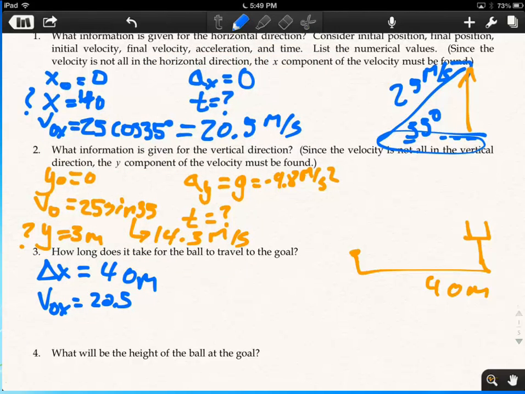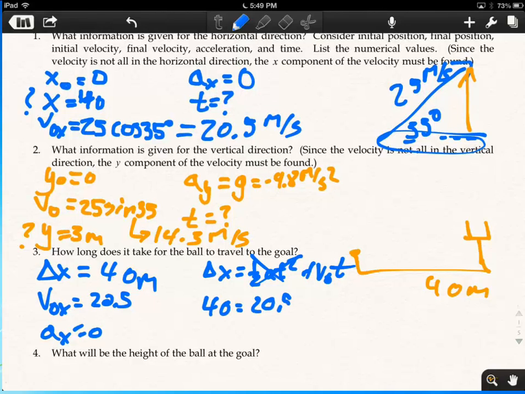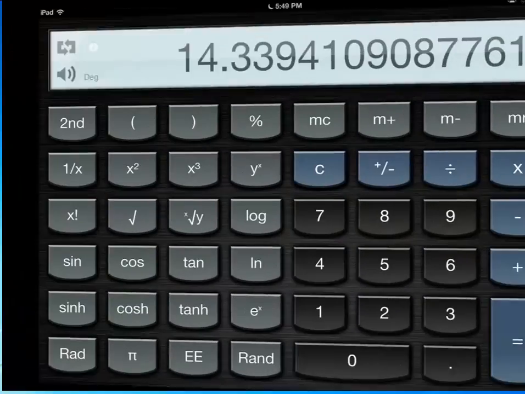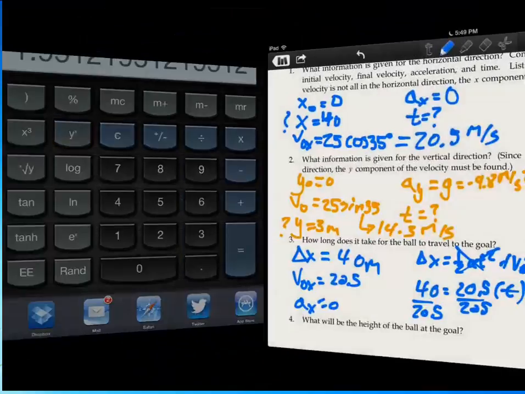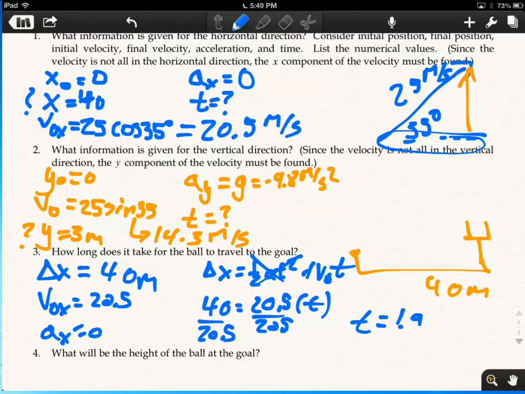Acceleration in x is 0, time I don't know but I want to know. So the second equation is change in position equals 1/2 at squared plus v naught t. When the acceleration is 0, I can just say 40 meters equals 20.5 times t. Divide both sides by 20.5, and t equals 1.95 seconds. So 1.95 seconds after being kicked, the ball ends up traveling that far.